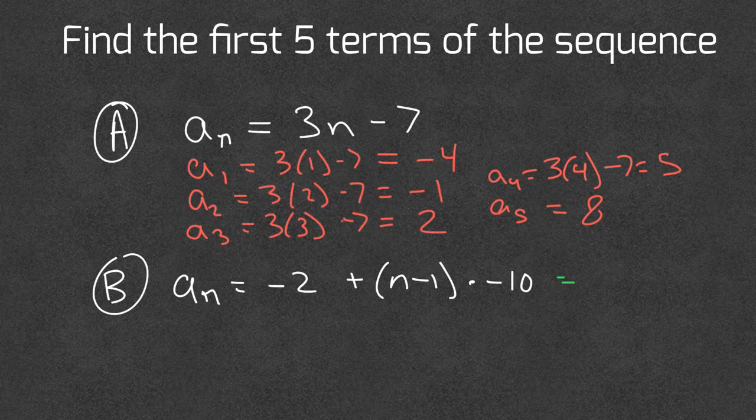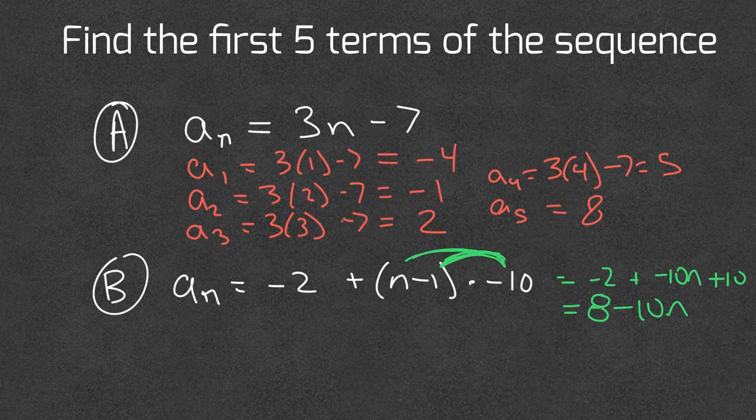To do that, I'm going to distribute the negative 10. I get negative 2 plus negative 10n plus 10, because when I distribute the negative 10, I get negative 10n, and then negative 10 times negative 1 is plus 10. Then I have like terms: negative 2 plus 10 makes it 8 minus 10n. Now it's a lot easier to plug in and get the first 5 terms.